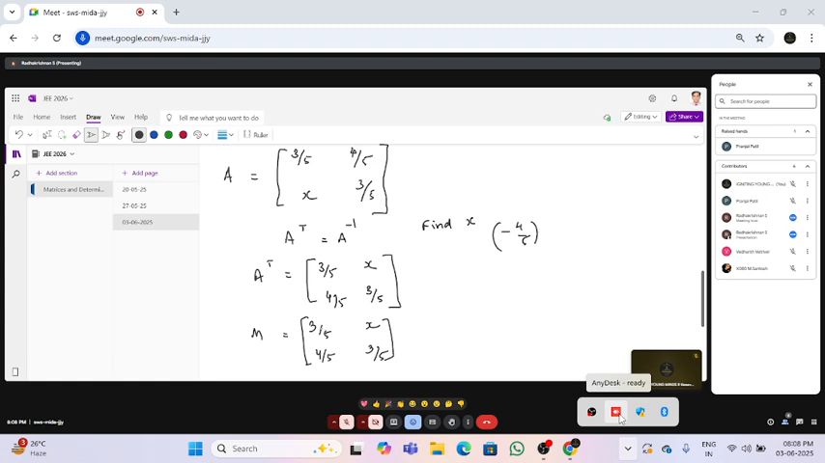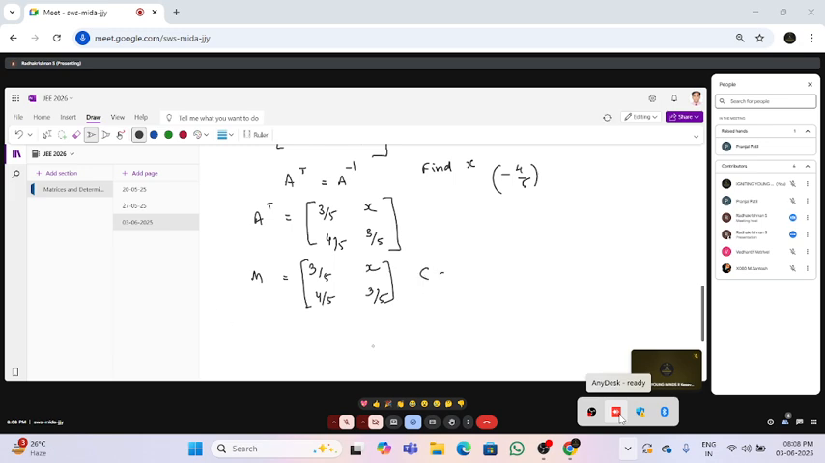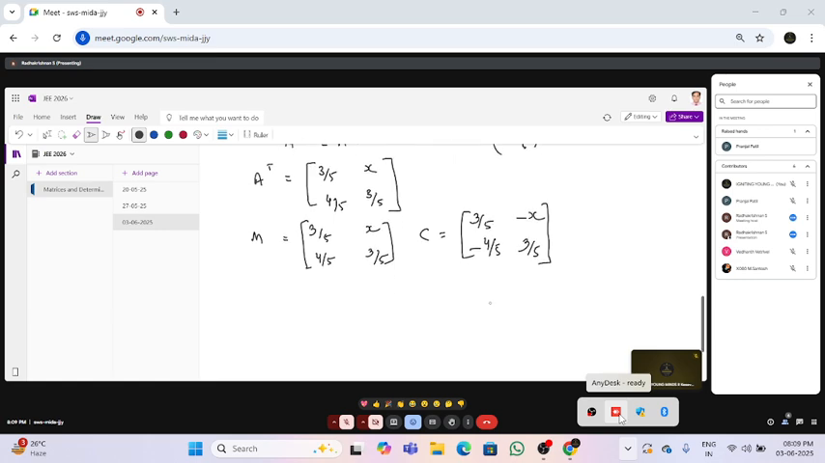Similarly, for every term. And then cofactor: multiply by minus 1 to the power of i plus j. So that means this term will not change in sign. This will change, because this is i equal to 1 and j equal to 2. This is i equal to 2 and j equal to 1. The other terms are 1,1 and 2,2, so those won't change. This is your cofactor. So adj A will be the transpose of the cofactor, which is 3 by 5, minus 4 by 5, minus x, 3 by 5.